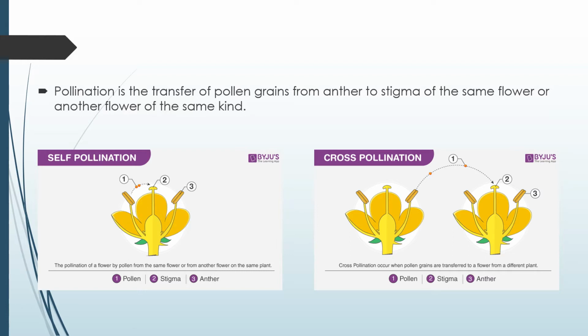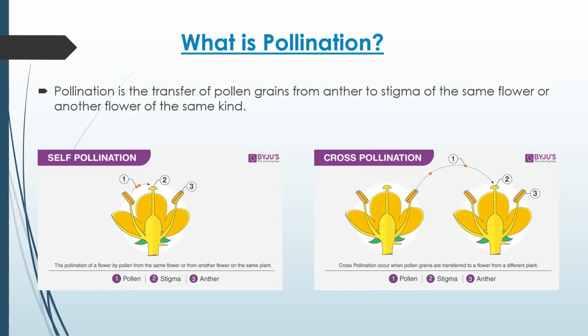Pollination. Pollination is the transfer of pollen grains from anther to stigma of the same flower or another flower of the same kind. Now, what is pollination? When the transfer of pollen grains is done from anther to stigma. We studied the parts of flower. So, when the pollen grains are transferred from anther to stigma of the same flower or another flower of the same kind, it is called pollination.